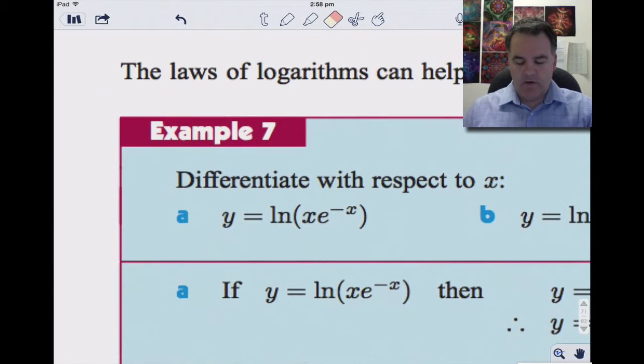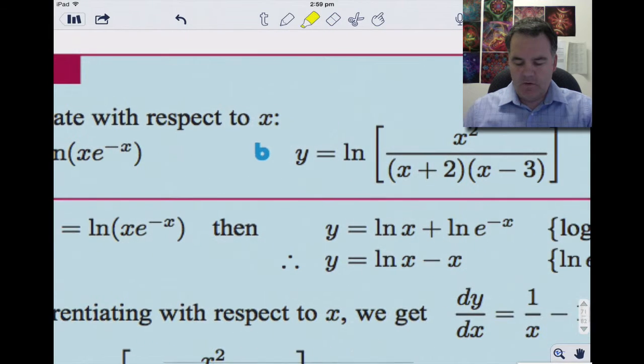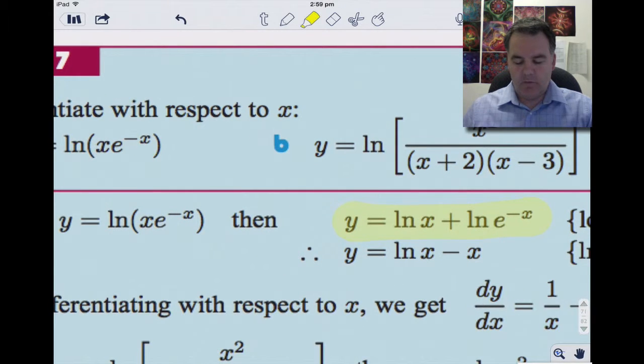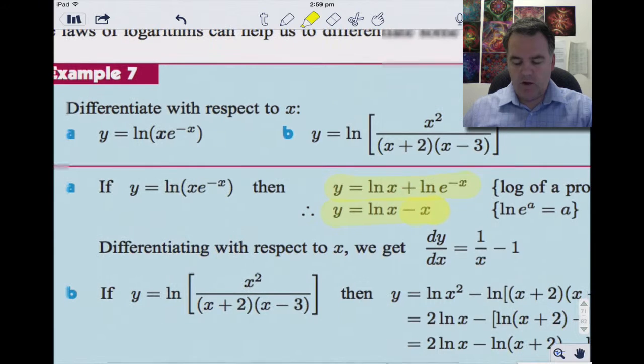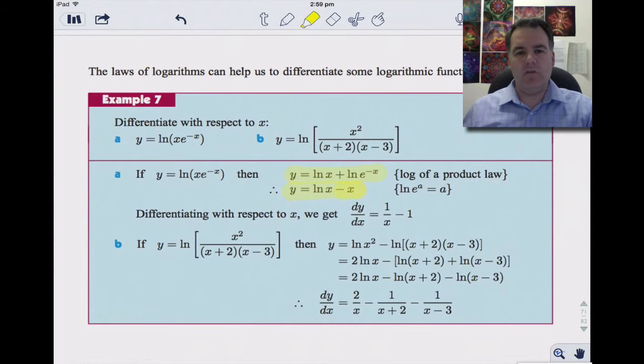The easier way to do it is start by using your log rules right here. Log AB is log A plus log B. This then simplifies ln e to the minus x to minus x. Once we have this expression here, y equals ln x minus x, it's really easy to do the derivative. The derivative is 1 over x minus 1. So you can see using these log rules is really important when we're doing these differentiation of natural log functions.